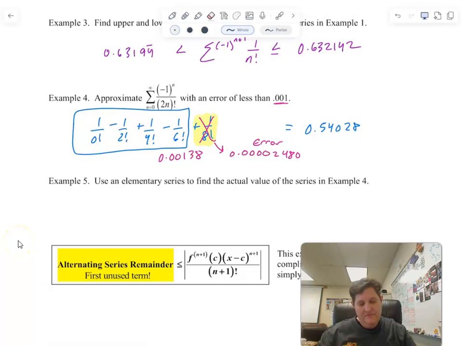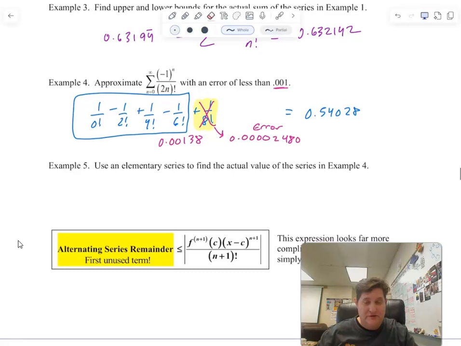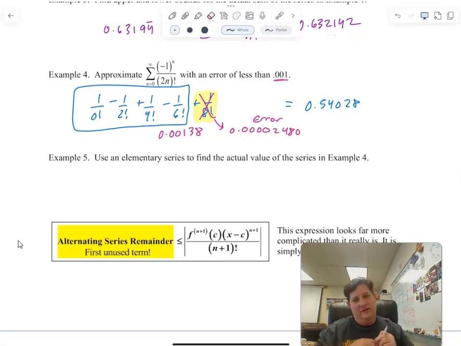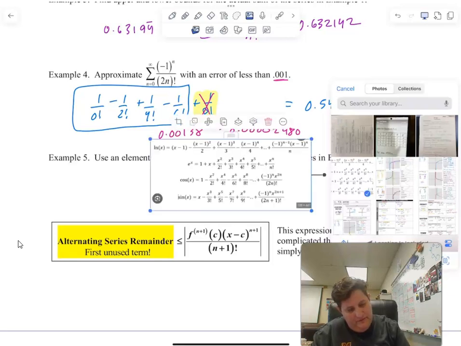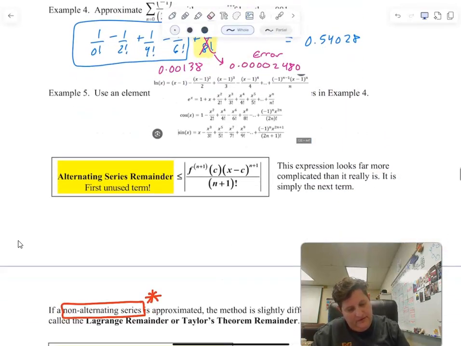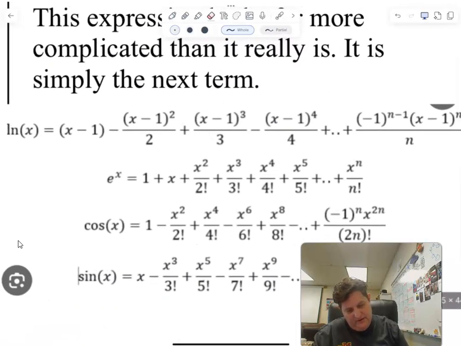All right. Now this is cool. Use an elementary series. These are the types of questions I like to ask, both on my test and on the AP test, to find the actual value of the series in example 4. Okay. Do you guys remember the elementary series? I went ahead and grabbed a picture of them so I could have it in my notes. Let's just put it over here for a minute and take a look.